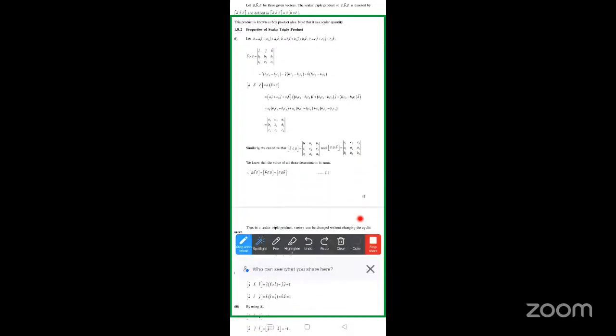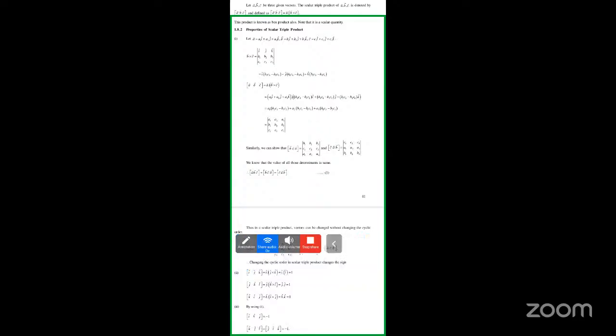We can observe clearly that the above three determinants are equal. So box ABC is equal to box BCA is equal to box CAB. So even if the position of the vectors in the determinant changes, the final result of the determinant does not change. It is always the same.